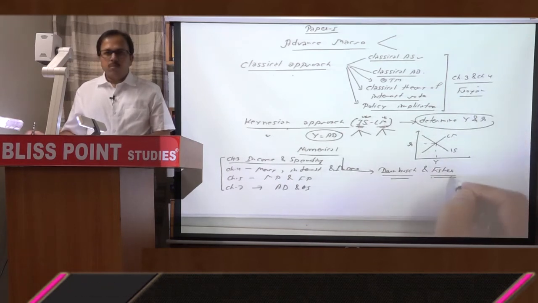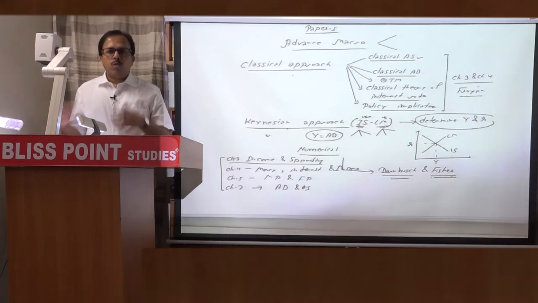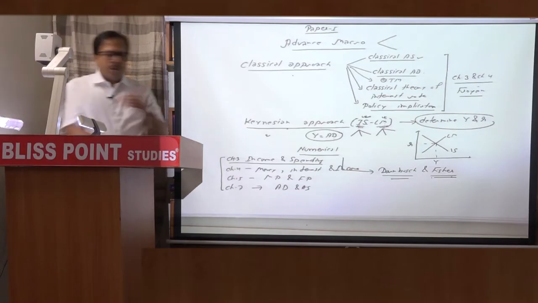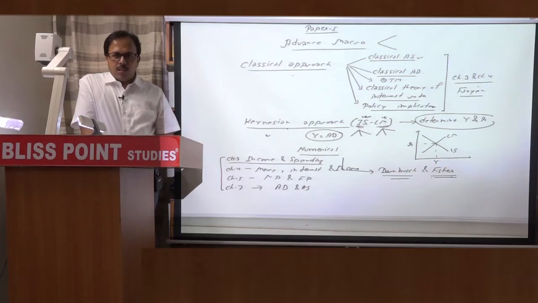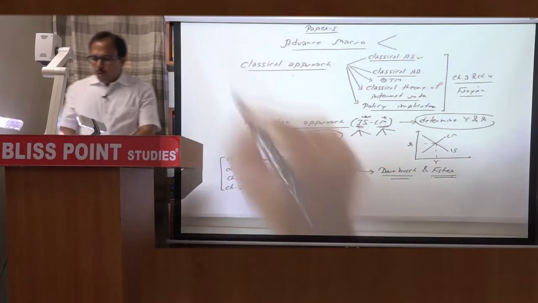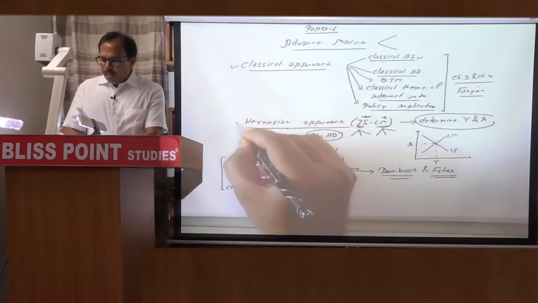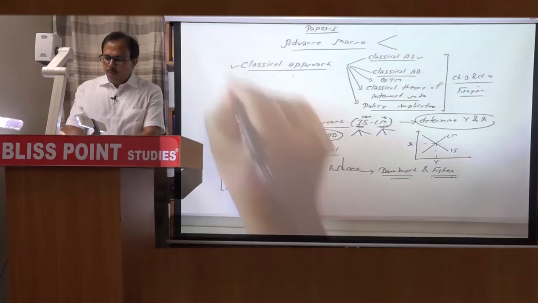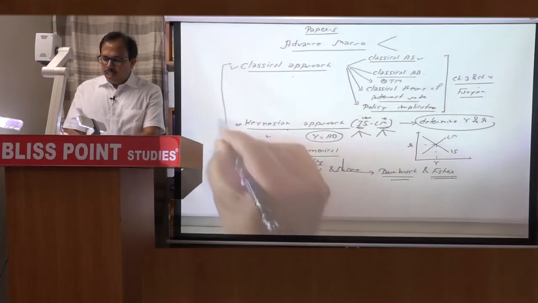For Keynesian, you should be reading this, although if you are studying it from elsewhere, no problem, but I will be referring to Dornbusch and Fischer in the class. Clear? So one part will be this, second part will be this. In this first round of macro, we will be covering this classical and Keynesian version.